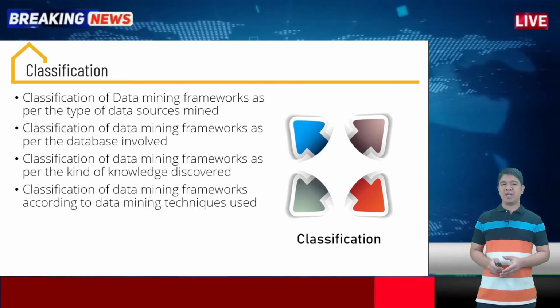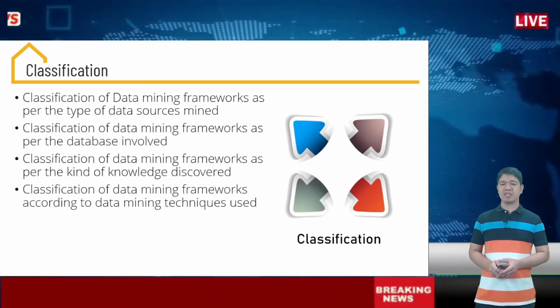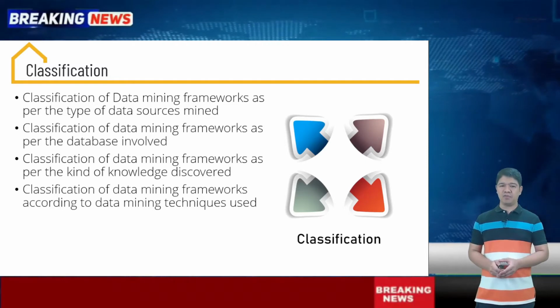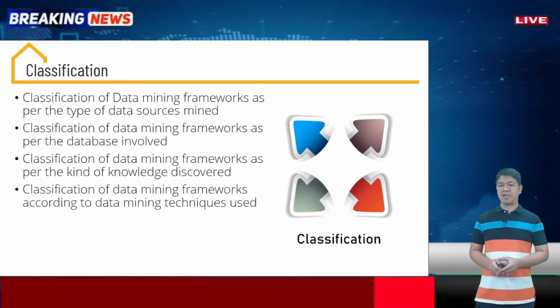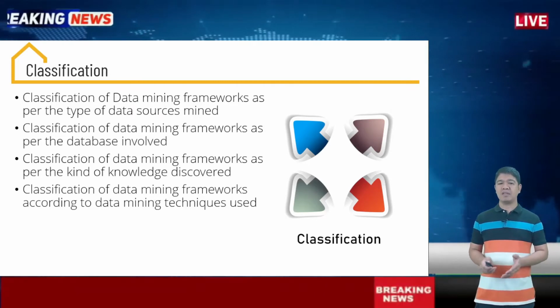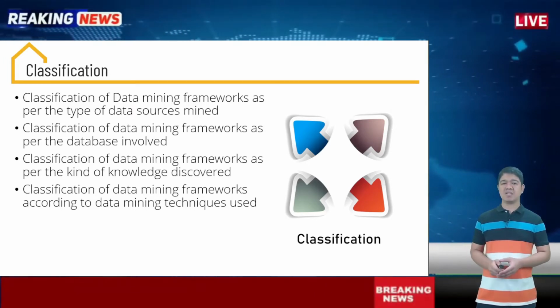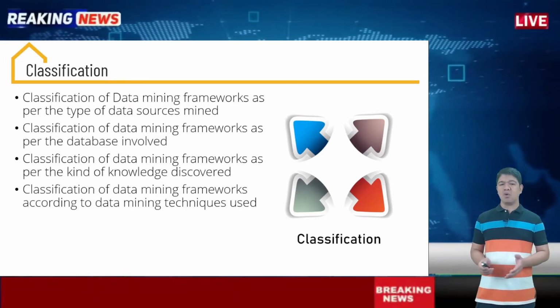Next, we have classification of data mining frameworks as per the database involved. This classification is based on the data model involved. For example, we have object-oriented database, transactional database, relational database, and so on.